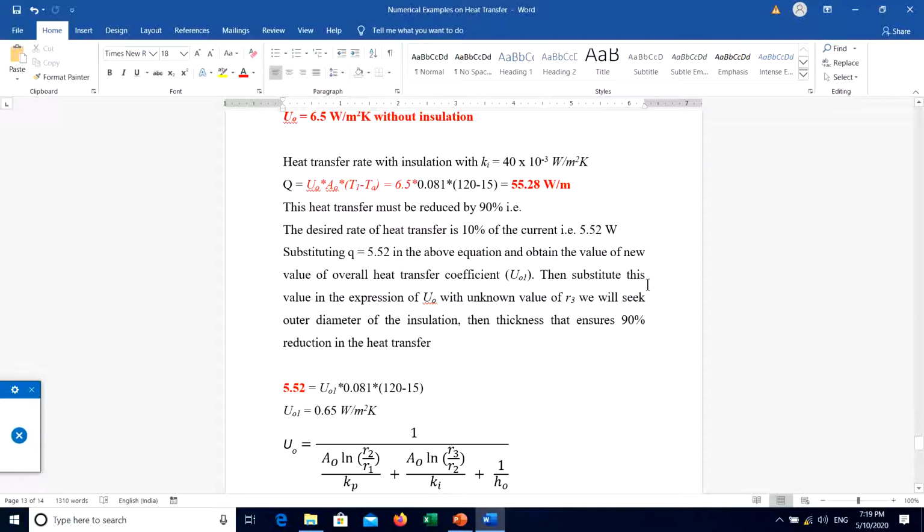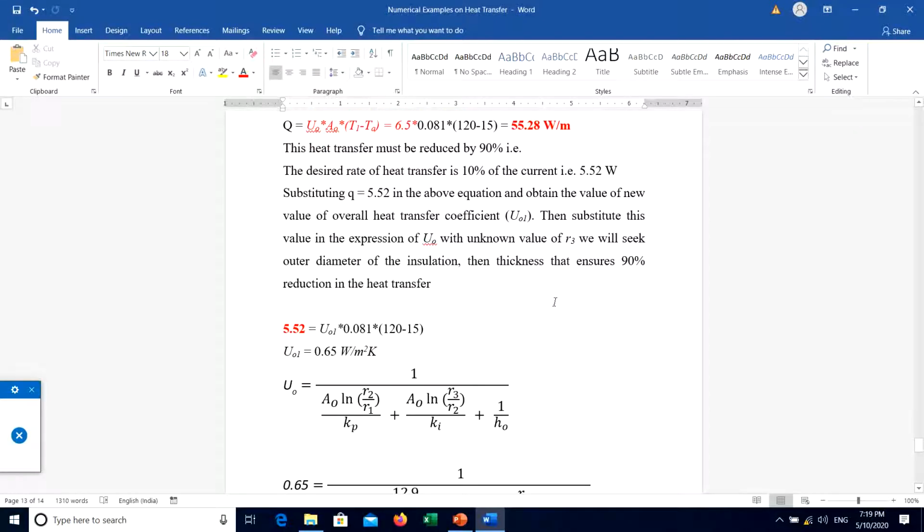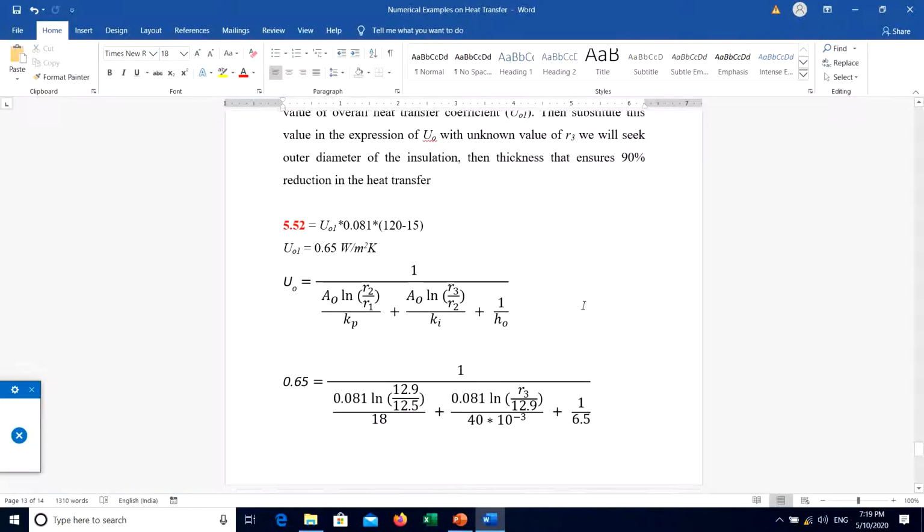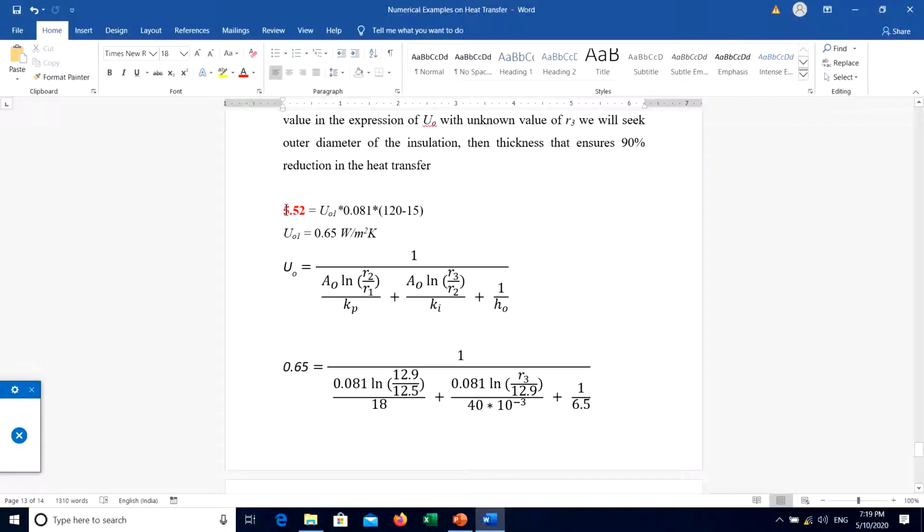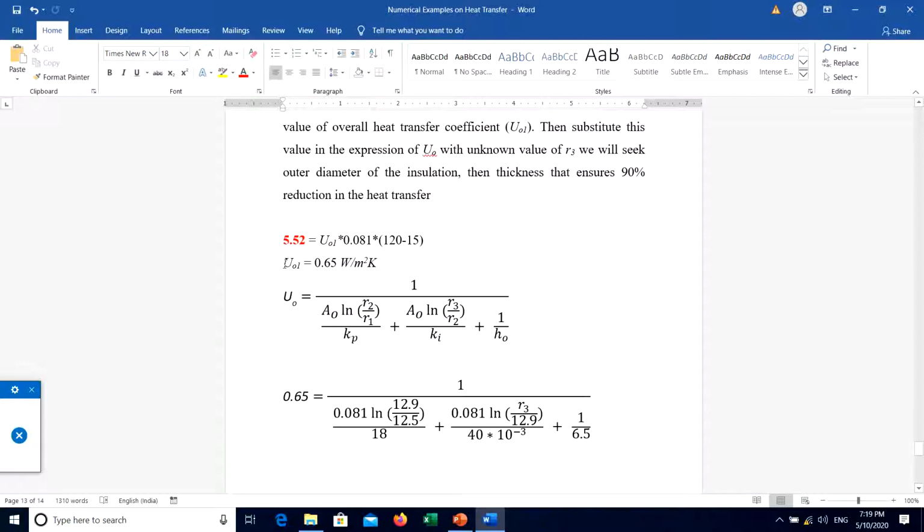Then substitute this value in the expression of Uo with the unknown value of R3. So we will seek the outer diameter of the insulation, and then the thickness of the insulation that ensures 90% reduction in the heat transfer. So if you equate this to be 5.52, you will get the modified overall heat transfer coefficient to be 0.65 watt per meter square Kelvin. So now this is known to you.